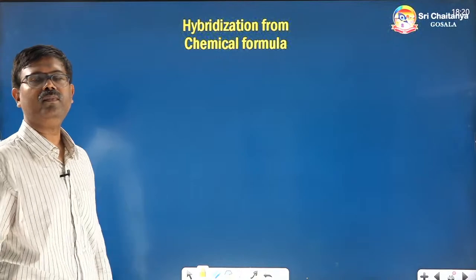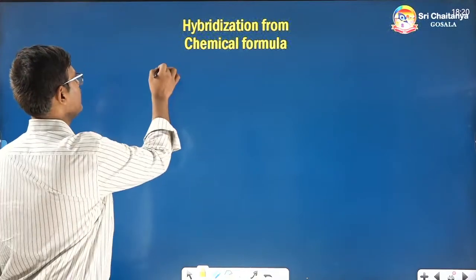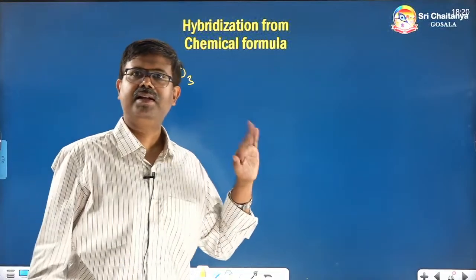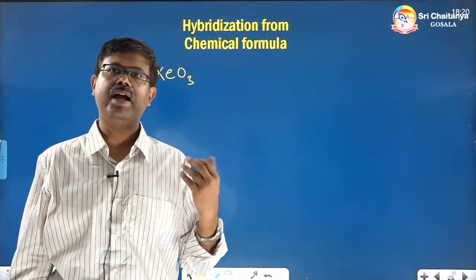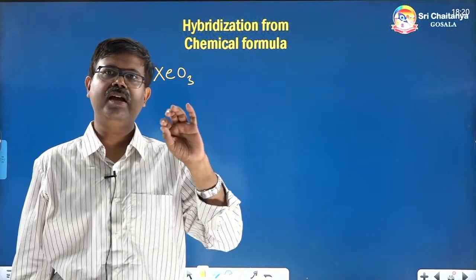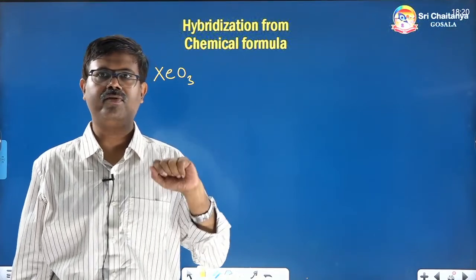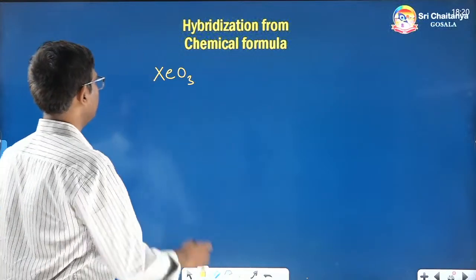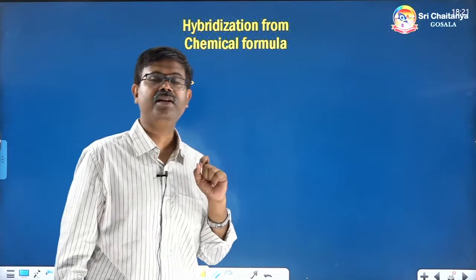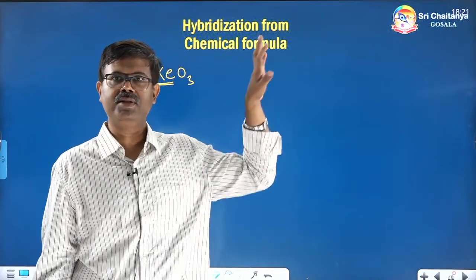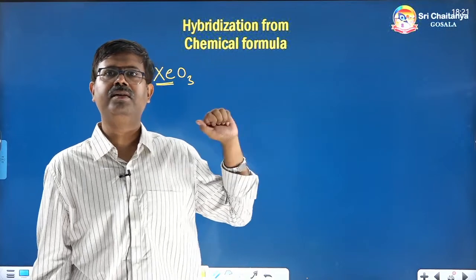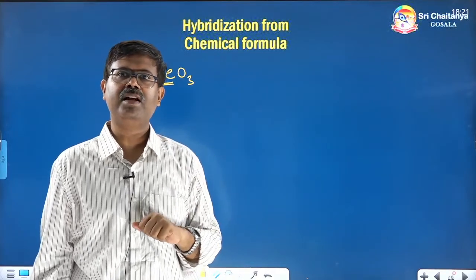Okay. Now XeO3 is neither a cation nor an anion, so the cationic place is 0 in the formula, and the anionic place is also 0. Now what is the central atom? Xenon. Xenon is a noble gas. If you see that list previously, it is in group 18. Group 18 means how many valence electrons? 8.